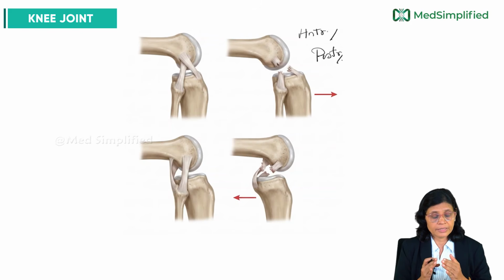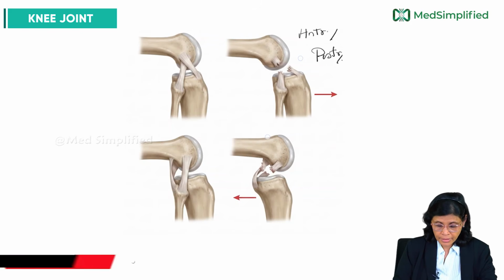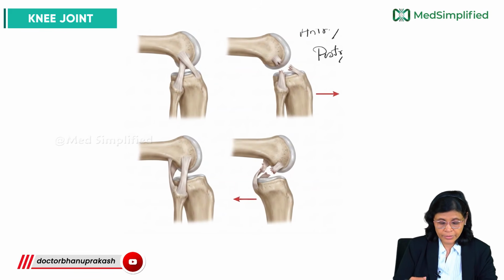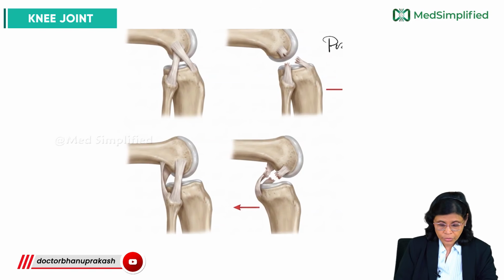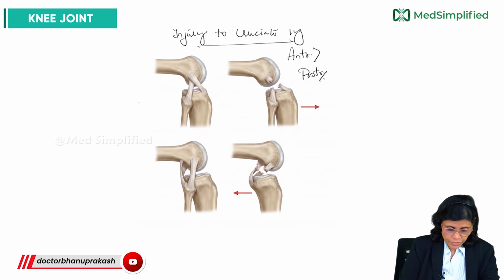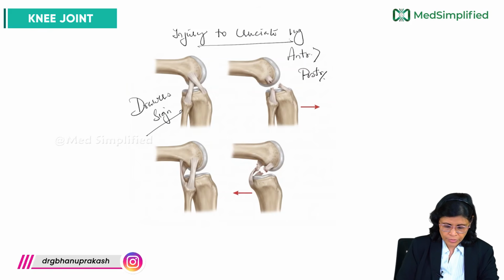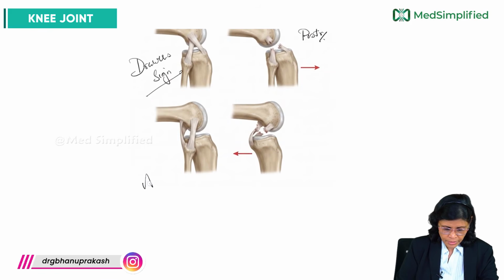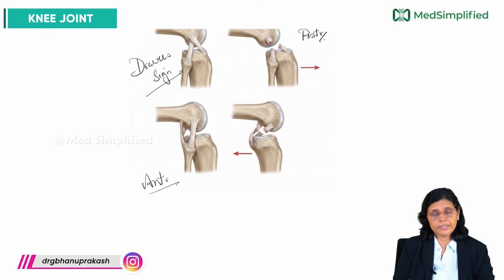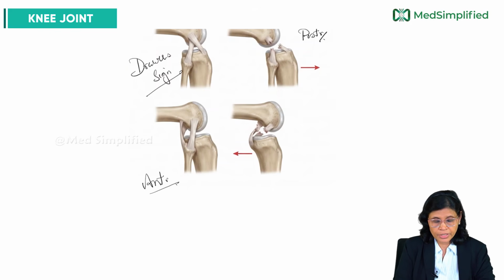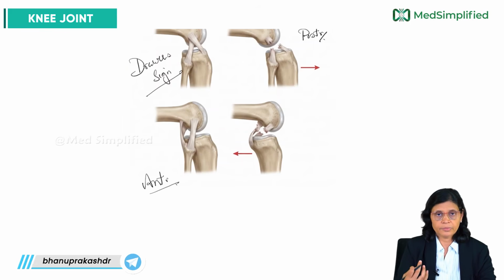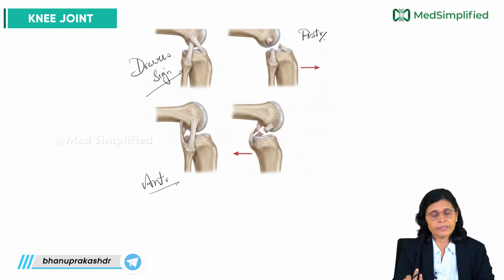So when these ligaments are torn, what will happen? The anteroposterior mobility becomes abnormal. So here we have something known as the drawer sign, which you need to know. There is an anterior drawer sign and a posterior drawer sign. So we'll see what they are. If the anterior cruciate ligament is torn, what happens? The tibia is pulled excessively forwards, right. With anterior cruciate ligament tear, there is anterior dislocation of the tibia.